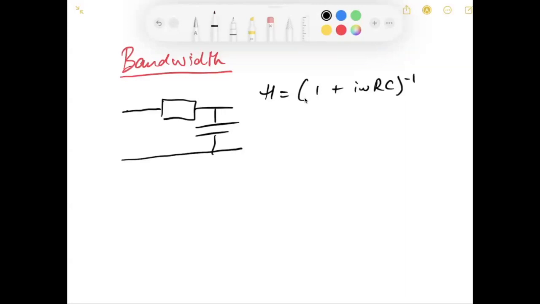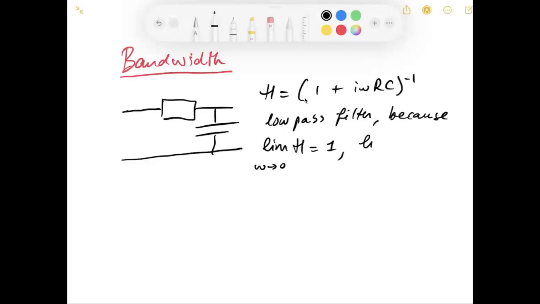We said that this is a low-pass filter because the limit where omega goes to 0 of H is 1, and the limit of omega going to infinity of H is 0, right? So low frequencies get passed and high frequencies get blocked, okay?